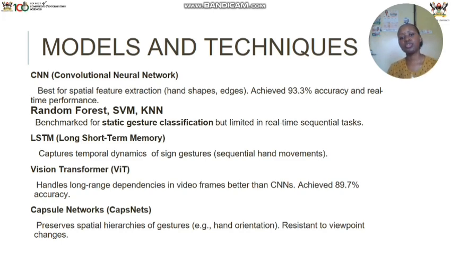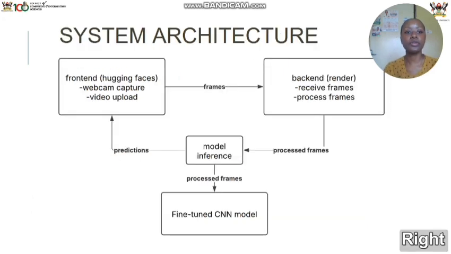We also use long short-term memory when we're creating our models, which is best for capturing temporal dynamics, best for sequential hand movements. Then we also created a vision transformer model, which handles long-range dependencies in video frames and is better than CNNs. Our vision transformer achieved an accuracy of 89%. Then we also had capsule networks, which preserve spatial hierarchies of the gestures. That's it for our models.